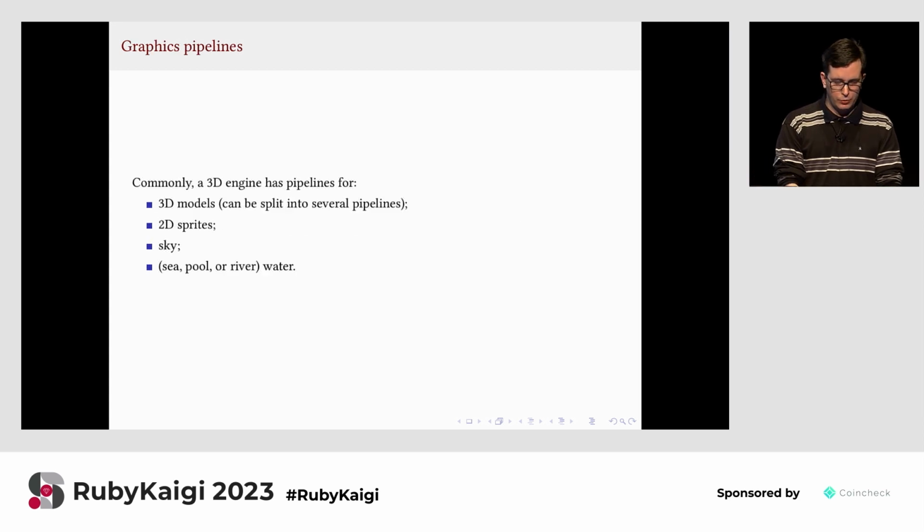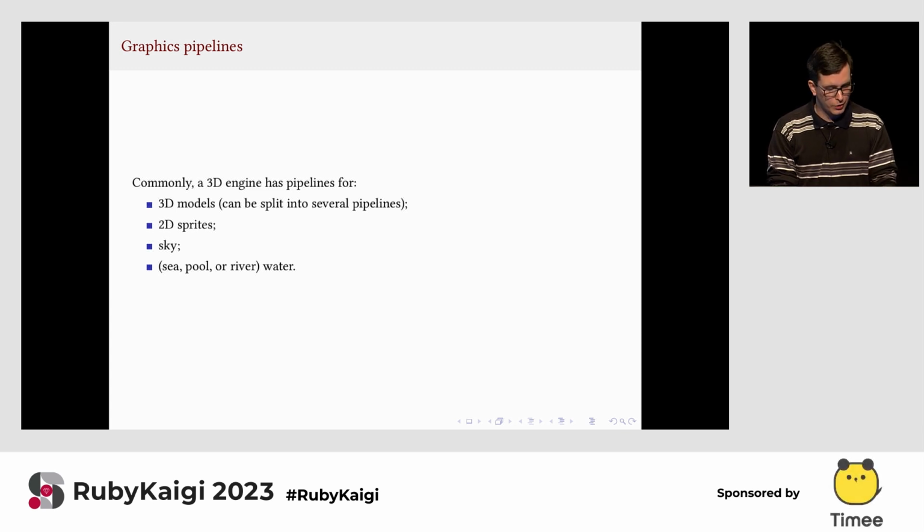Graphic pipelines. When we are rendering 3D graphics, we need to use graphic pipelines. Graphic pipelines are a way to optimize, to render faster than if we rendered using the CPU. For each different kind of image that we want to render in the game, we use a different graphic pipeline. So here are some examples. We have graphic pipelines to render 3D models, 2D models, the sky in the background, and another one for large bodies of water like a sea, a pool, or a river.